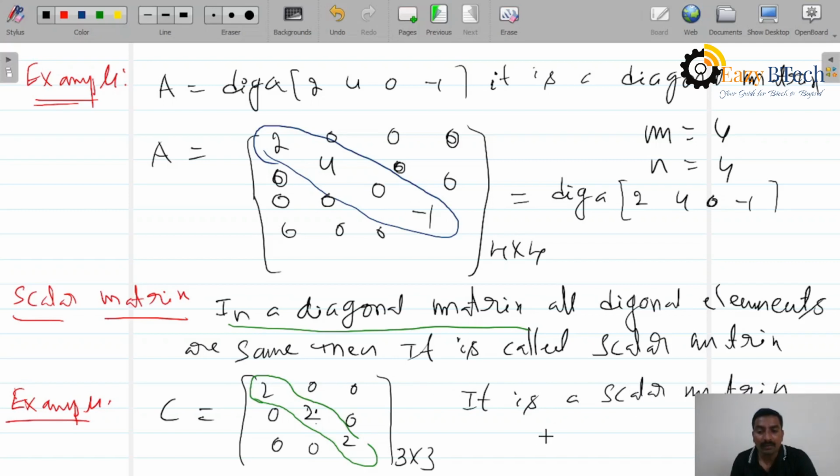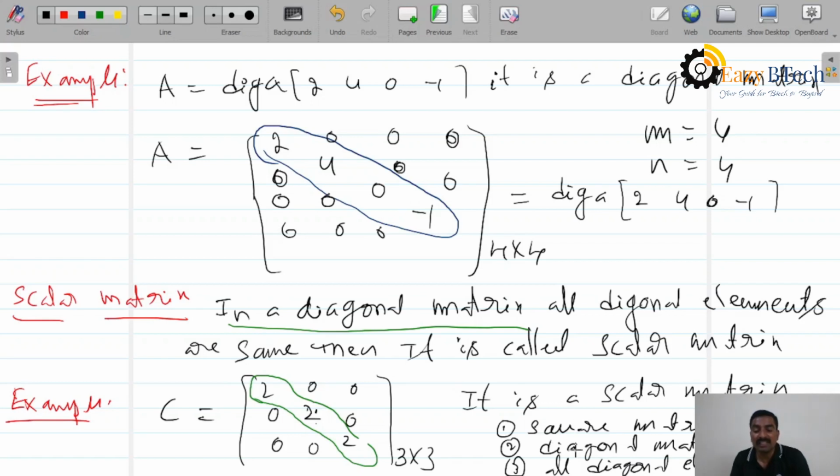Scalar matrix means we have to keep 3 points. First one is square matrix. Second one is diagonal matrix. And the third one is all diagonal elements are equal, all diagonal elements are same. You have to observe these 3 points. First one is square matrix. This is order 3 rows, 3 columns. Therefore, it is a square matrix.